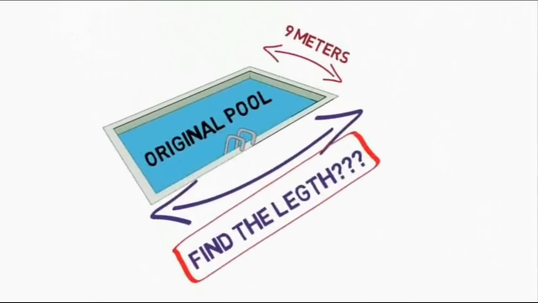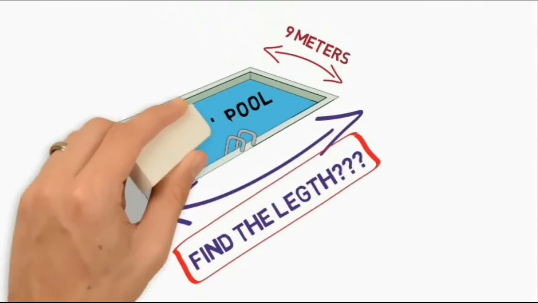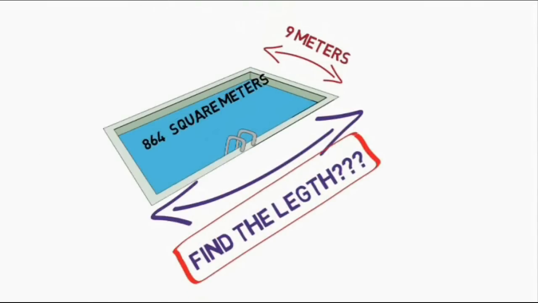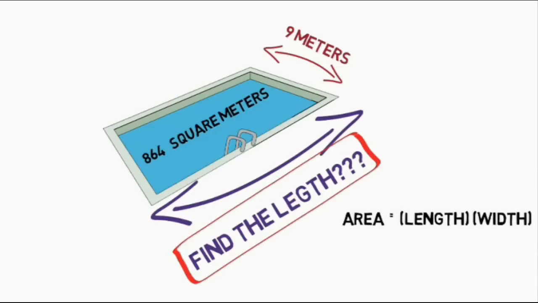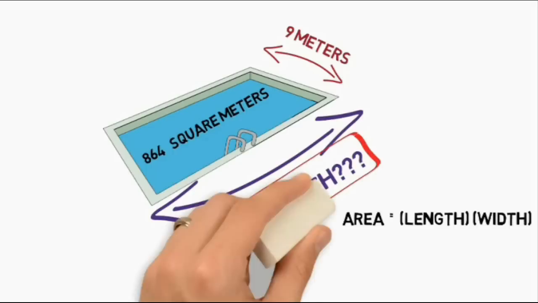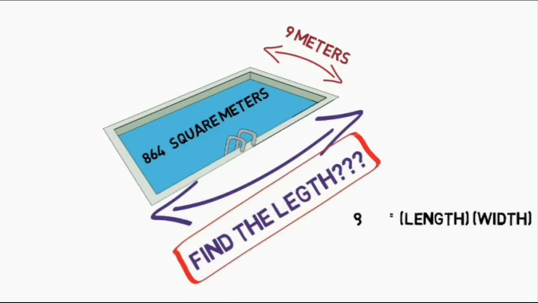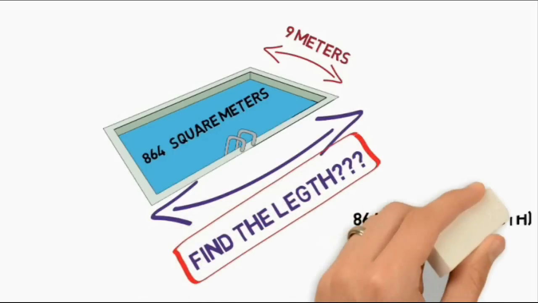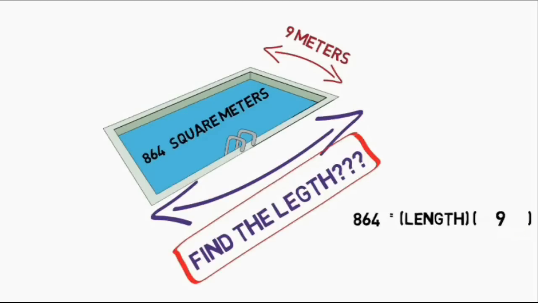So now let's go back to our original pool. We just found out that the area is equal to 864 square meters. We were given at the beginning that the width of the pool was equal to 9 meters. And once again, we can use our area formula to find the length of the pool. And once again, we can plug stuff into the equation. For the area of the pool, we can plug in an 864. For the width of the pool, we can plug in a 9, and we can solve for the length. We need to divide both sides of the equation by 9, and we know the length will be equal to 96 meters.